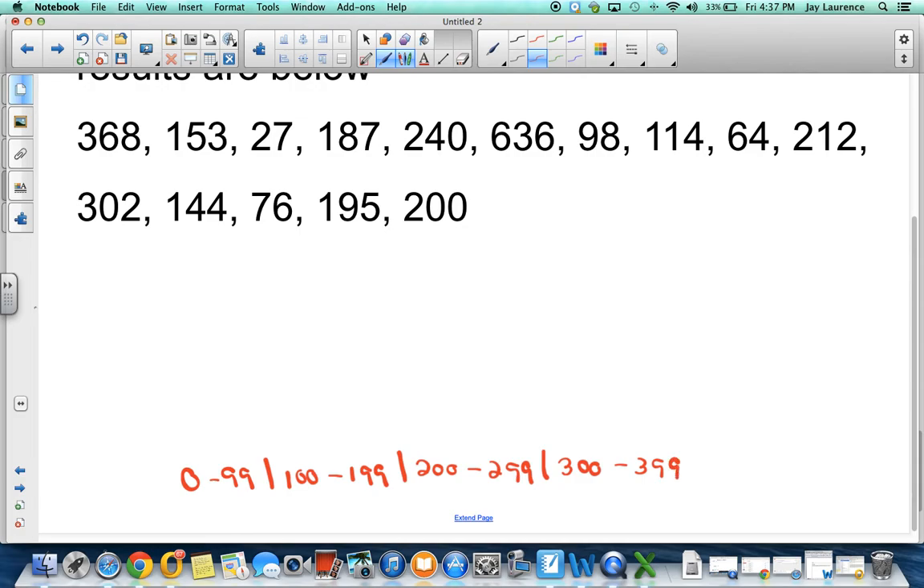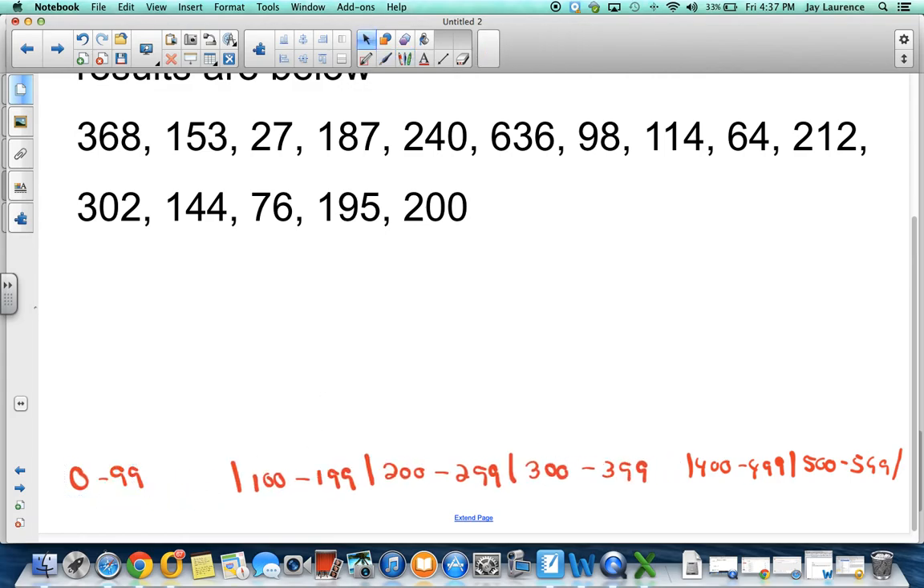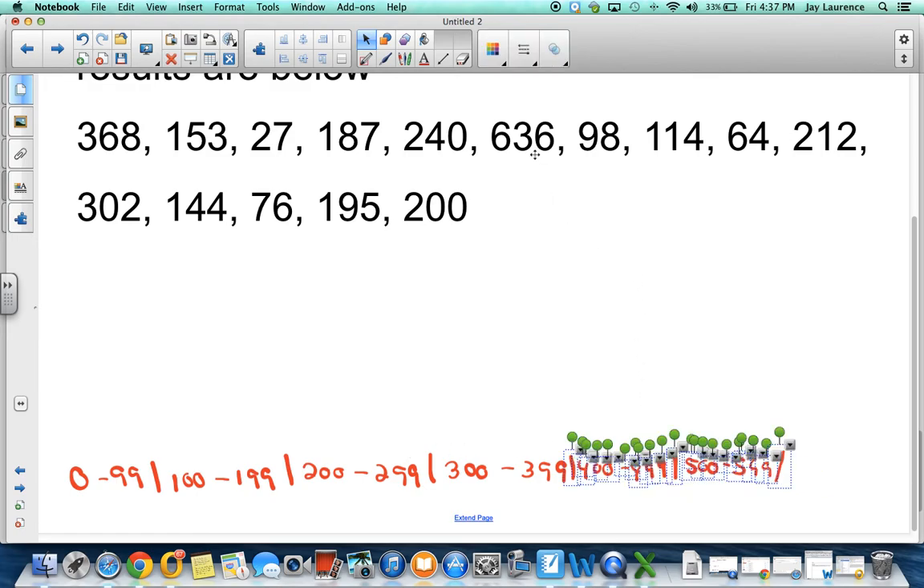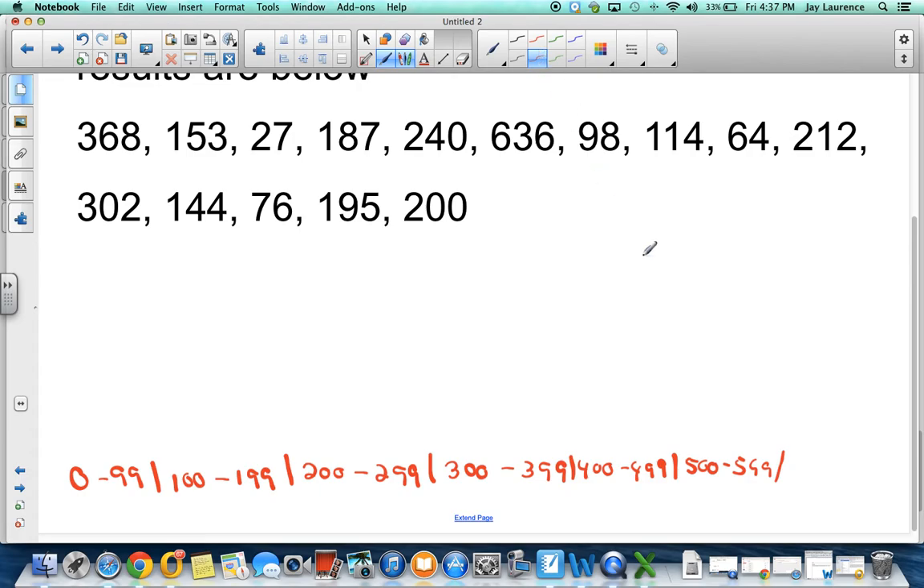Ooh, I'm going to have to go really high up. Oh no, yeah, there's a 600 out there. Okay, and then I'm going to go from 400 to 499. I'm going to go 500 to 599. And part of me wants to just say, oh, it doesn't matter. But yeah, it does matter. My interval has to be the same size. Move these over. Okay. So, then we're going to go 600 to 699. Okay, now all my intervals are accounted for.